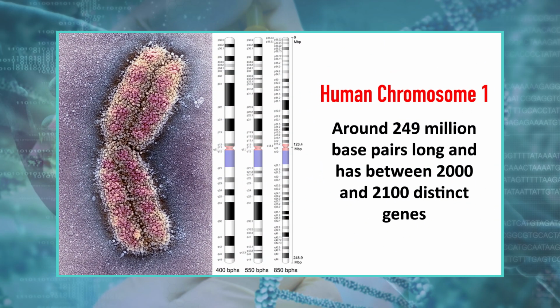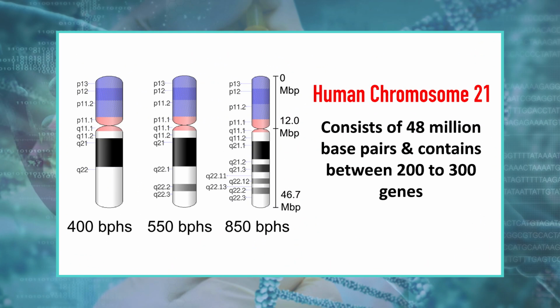Chromosomes can vary widely in their number of base pairs and genes. The longest chromosome in human cells is chromosome 1, which has around 249 million base pairs and between 2000 and 2100 distinct genes, whereas chromosome 21 is the shortest among the human chromosomes, consisting of only 48 million base pairs and containing between 200 to 300 genes.